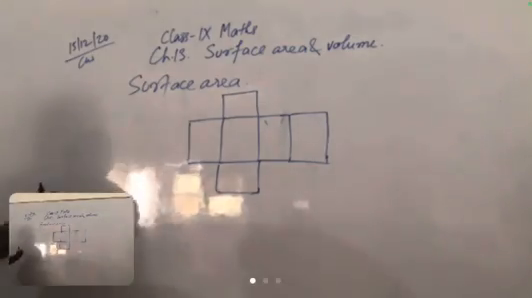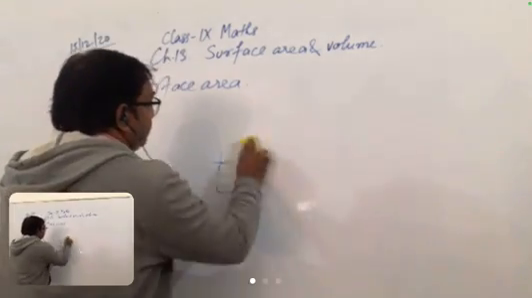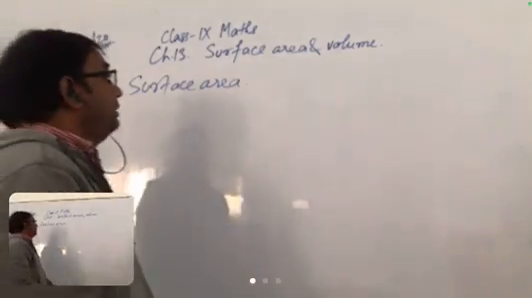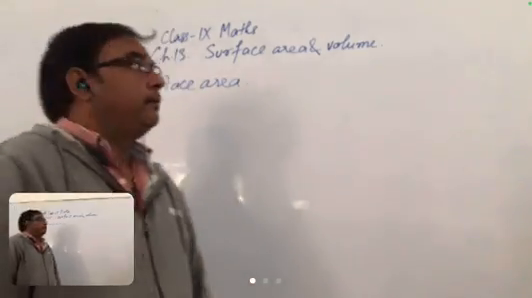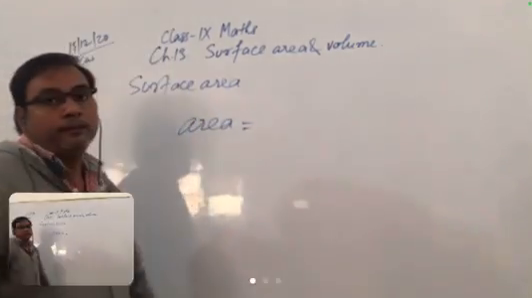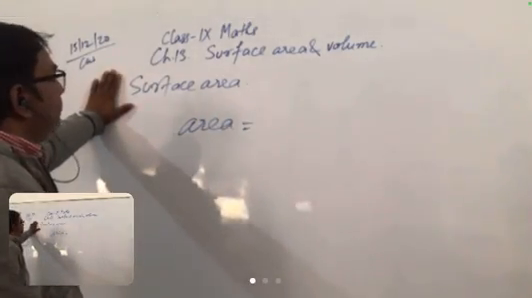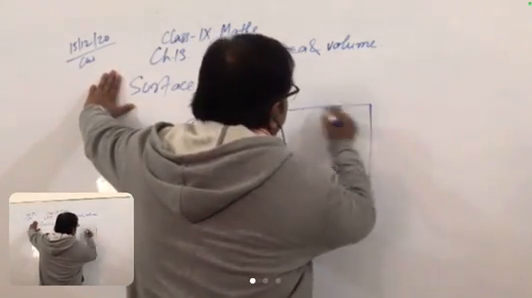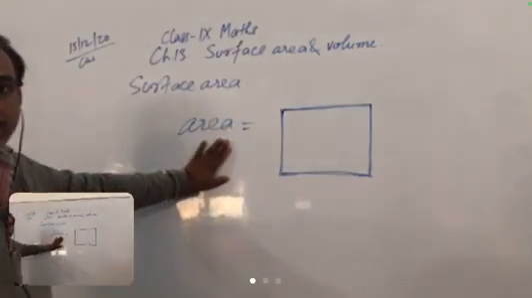Now let us talk about some formulas. And one more question in my mind is: what is the difference between area and volume? What is the meaning of area? Sir, may I say? Yes, why not? May I say the difference between area and volume? No, just first tell me the area. What is area basically?